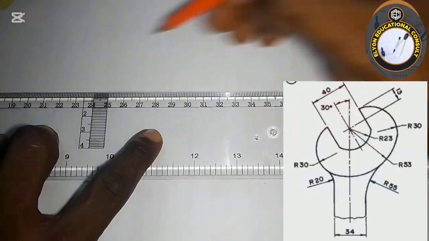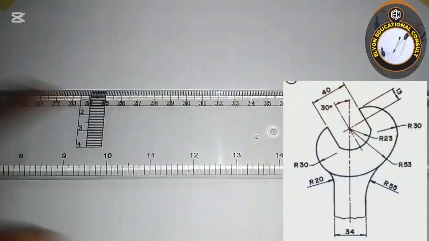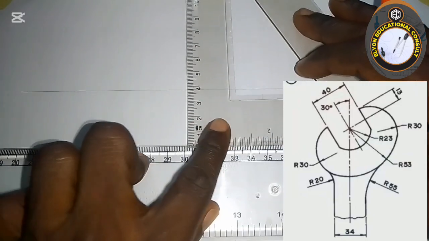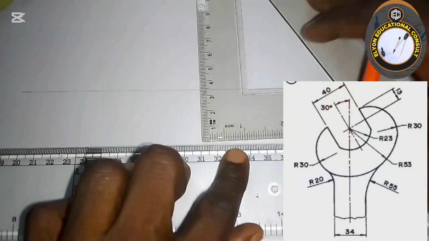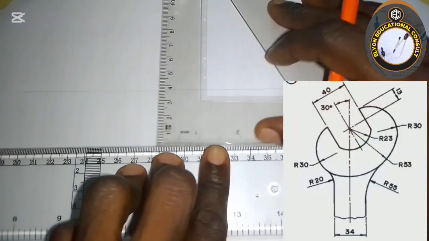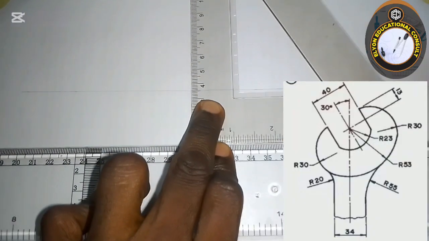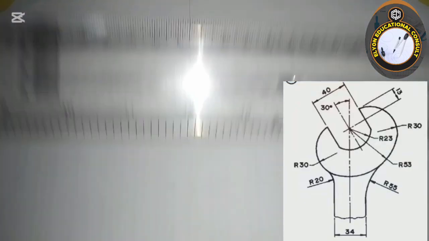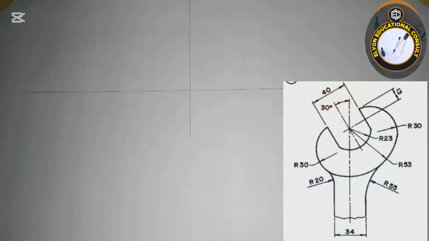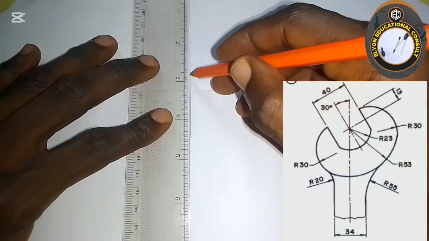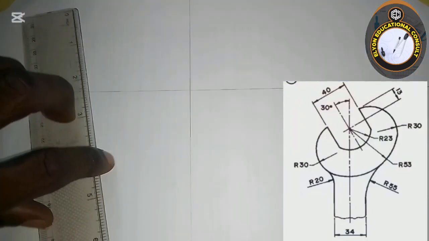So the first thing I will do, let's draw this horizontal line this way. Then I'm going to draw a vertical at any point that is at the center. You have this way. Okay, so I can drop this line. Let me drop this line further this way.